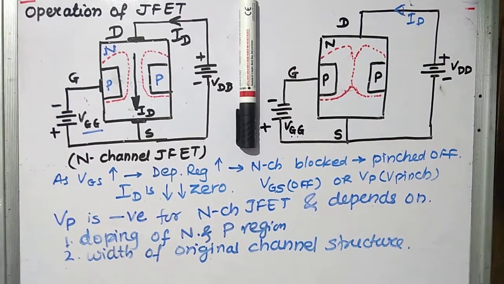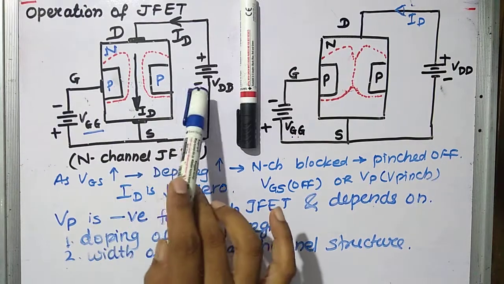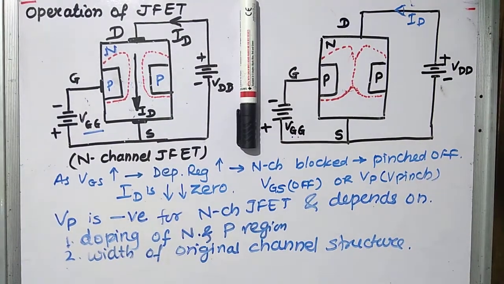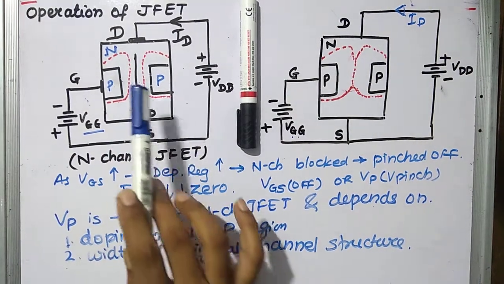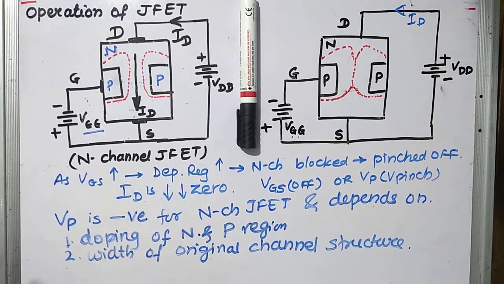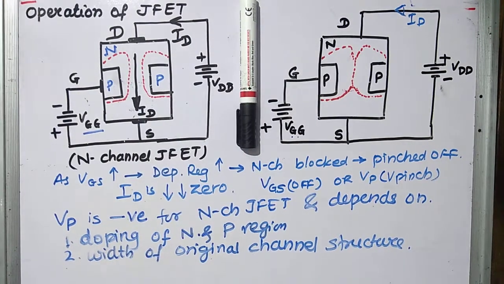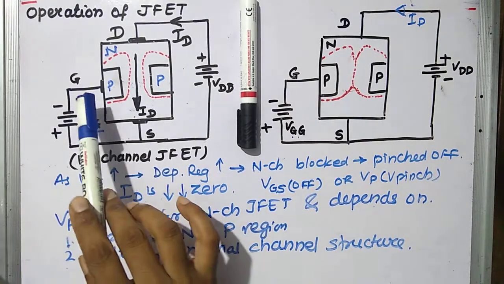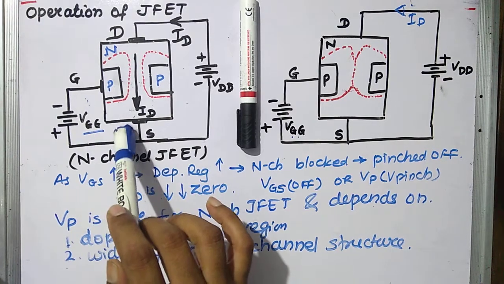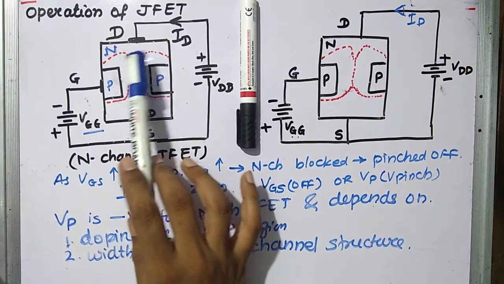First of all, what we are doing, we are applying the reverse bias in JFET. So VGS is also reverse bias and drain to source is also reverse bias. Now the main purpose of this reverse bias is to increase the width of the depletion region. If the depletion region is increased, we can control the flow of drain current. Now, how are we controlling the flow of drain current? First, let us increase VGS. As VGS is increasing, the depletion region is increasing. As VDD is increasing, the depletion region is increasing.